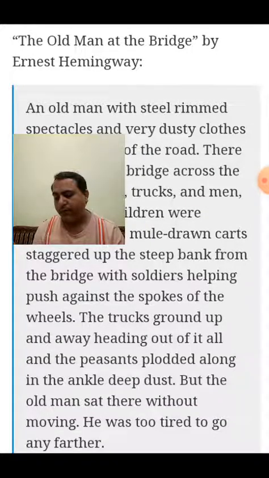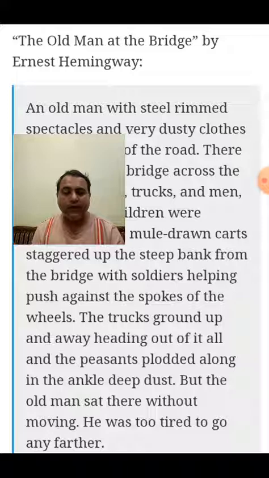The old man becomes a symbol of the countless civilian victims of war, those without politics. That is, whenever war takes place, there are so many innocent people, so many civilians, who don't have anything to do with the war, they don't have any kind of involvement in politics, still they become the victims of war, still they become the sufferers.